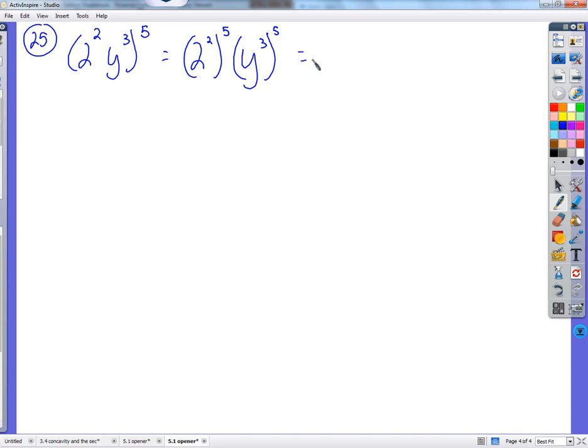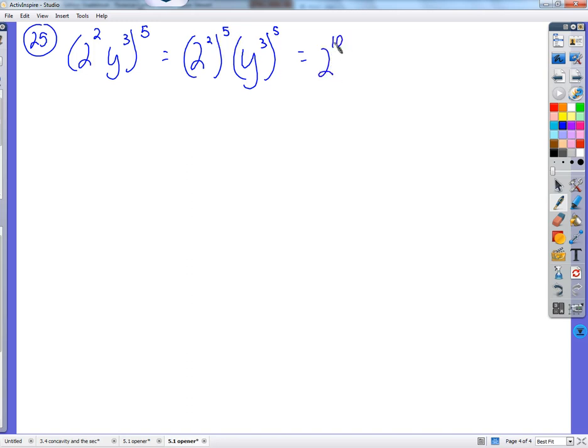So now I have 2 squared to the 5th. How do I combine these? Make it 10. Why multiplying? Why not adding? Why not subtracting? Because if you wrote it out, you'd have 5 groups of 2 times itself twice. So you have 2 times 2 times 2 times 2 times 2, but it's 5 times, so a total of 10 factors of 2.